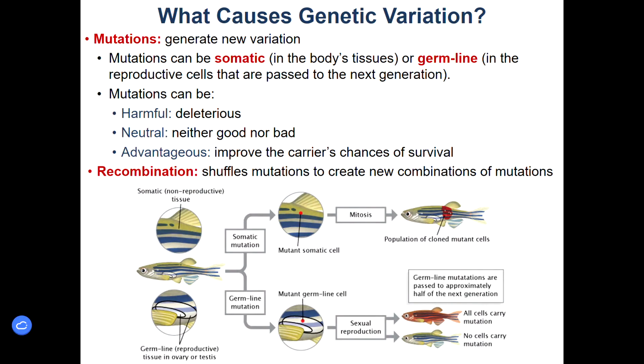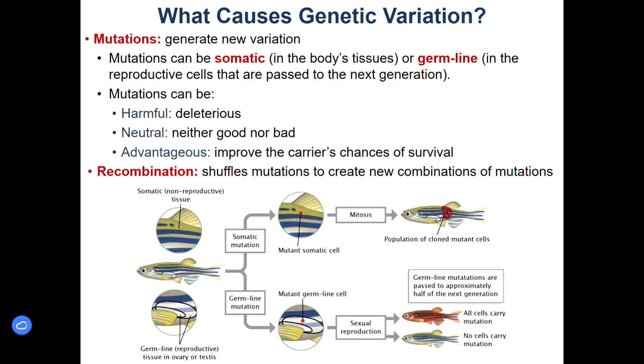So for our ladybugs, those 200 different color variations occurred because there was a mutation in that gene for color in a parent's either sperm or egg. That's where that mutation occurred.